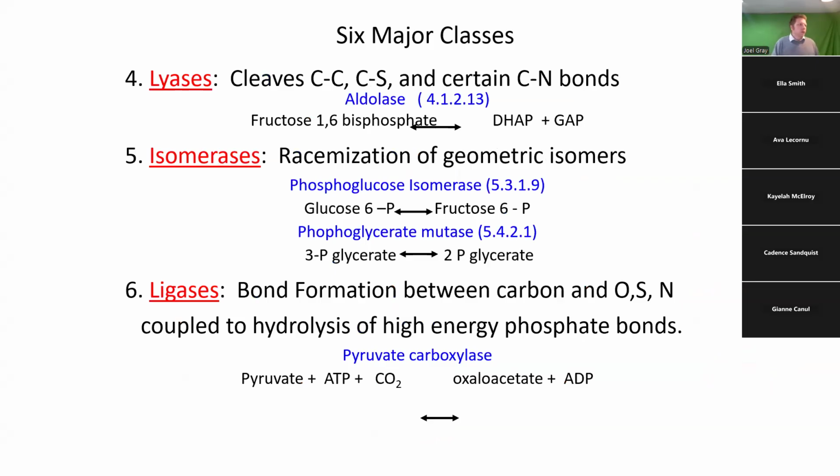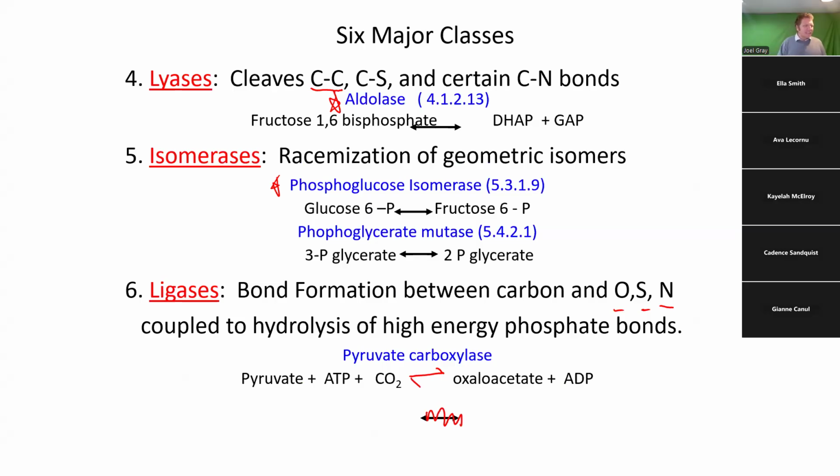Our next group is led by the number four, a lyase. It cleaves a carbon-carbon bond and carbon-sulfur and certain carbon-nitrogen bonds. Isomerases just take isomers and rearrange them. These two enzymes, aldolase and phosphoglucose isomerase, and phosphoglycerate mutase, we will talk about these in glycolysis. And last but not least is a ligase.